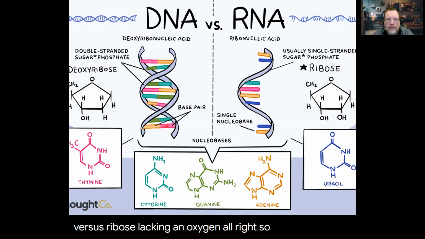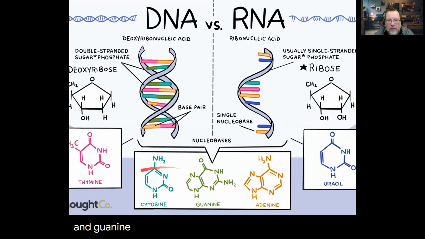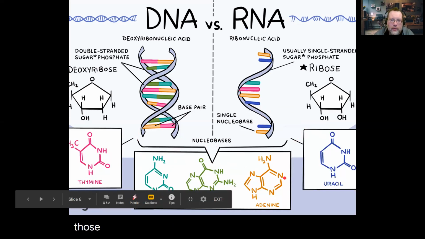All right, so anyway, we have these base pairs lined up, and then we have one nucleotide, one base coming off of this. And then we have two other items of note that are a little bit different. We see these nucleobases, this slide calls them adenine, cytosine, and guanine. Notice both DNA and RNA are going to share those three.